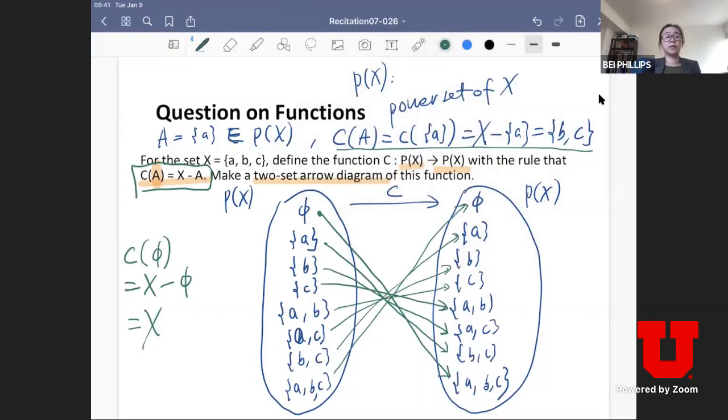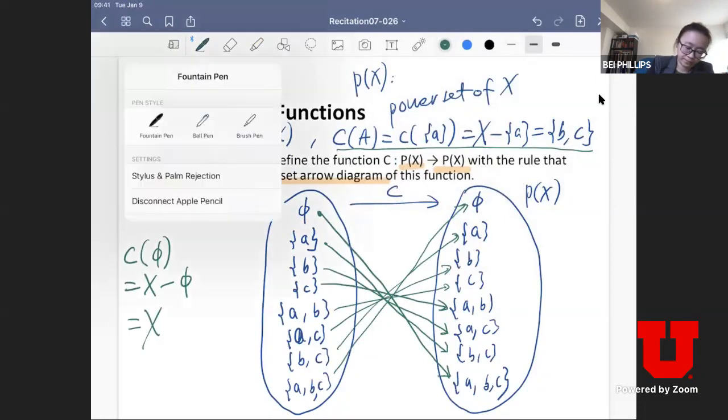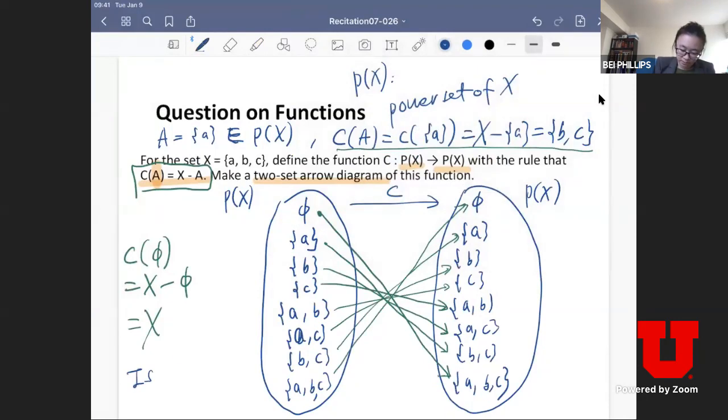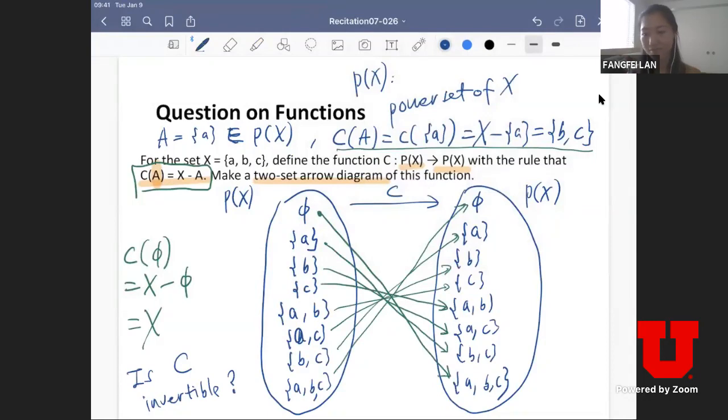And what I have drawn is the two-set arrow diagram. Then let me ask an additional question. Is this function C invertible? Yes, in the chat. Okay, great. It's invertible because it's one-to-one and onto. Okay? Any questions so far?